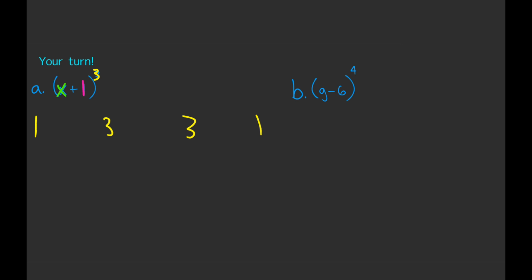Next up, we're going to write our x's and our 1's by the coefficients. X, x, x, x, 1, 1, 1, 1. Next up, we're going to write our signs. Since the sign in our binomial is plus, x plus 1, all of our signs are going to be plus, plus, plus, plus, plus. What's our next step?